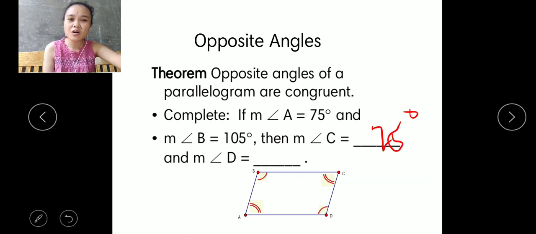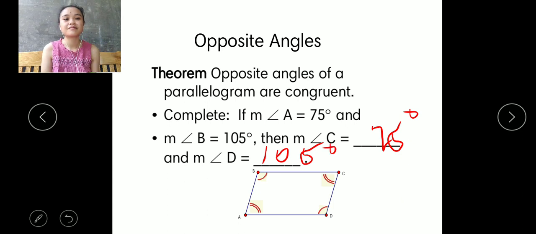Now, what is the opposite angle of angle D? The opposite angle of angle D is angle B, that is 105 degrees. Again, based on the theorem, opposite angles of a parallelogram are congruent.